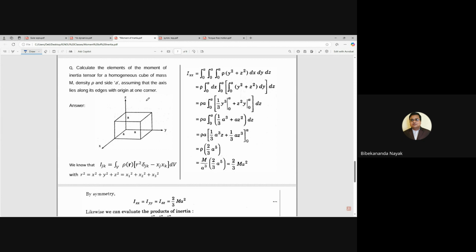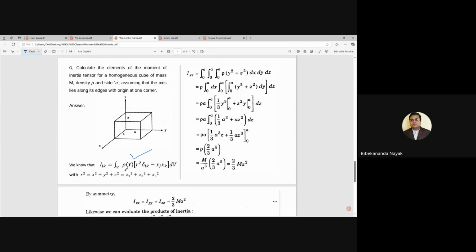Here is a very important question. Most of the time this question asks: find the moment of inertia of a cube. Mass m, density rho, and side a are given. The axes lie along the edges, like in the figure, with the origin at one corner. So all sides are a. How do you calculate it? Each side is a, so we have to calculate using this formula.